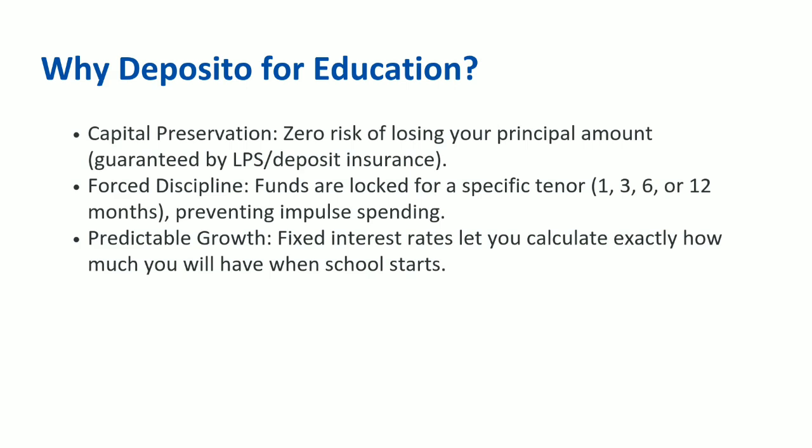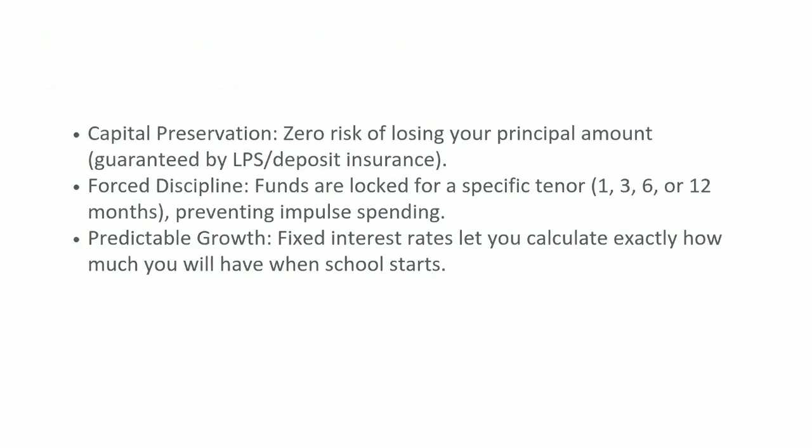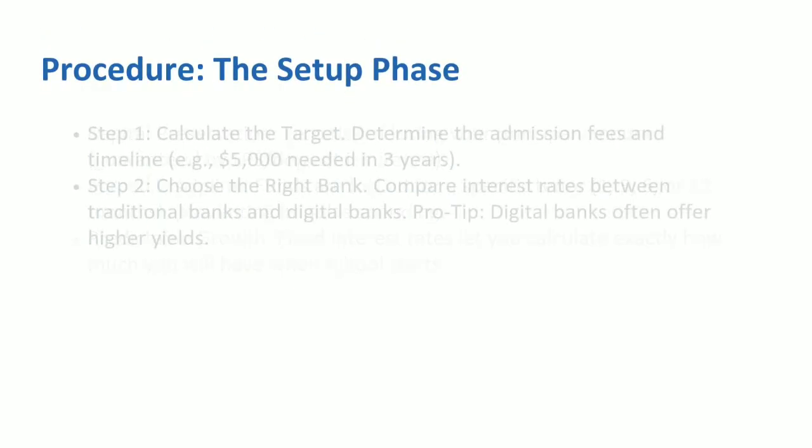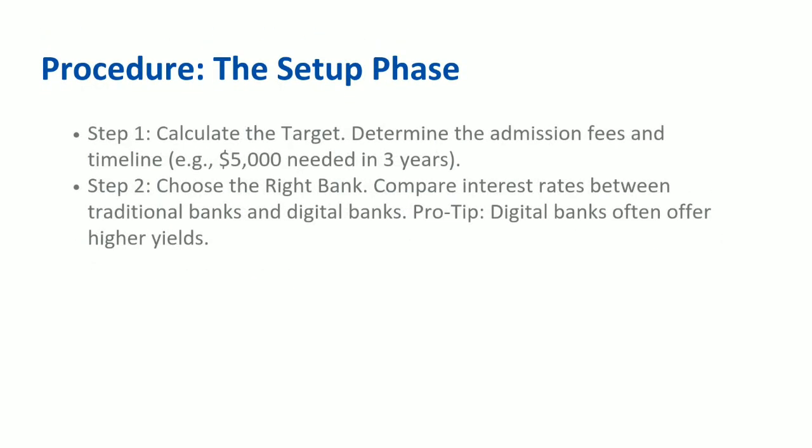Second, forced discipline. By locking your funds for a specific tenor, whether that is 1, 3, 6, or 12 months, you effectively prevent any impulse spending. Finally, predictable growth. Because the interest rates are fixed, you can calculate exactly how much money you will have on hand when the school year starts.